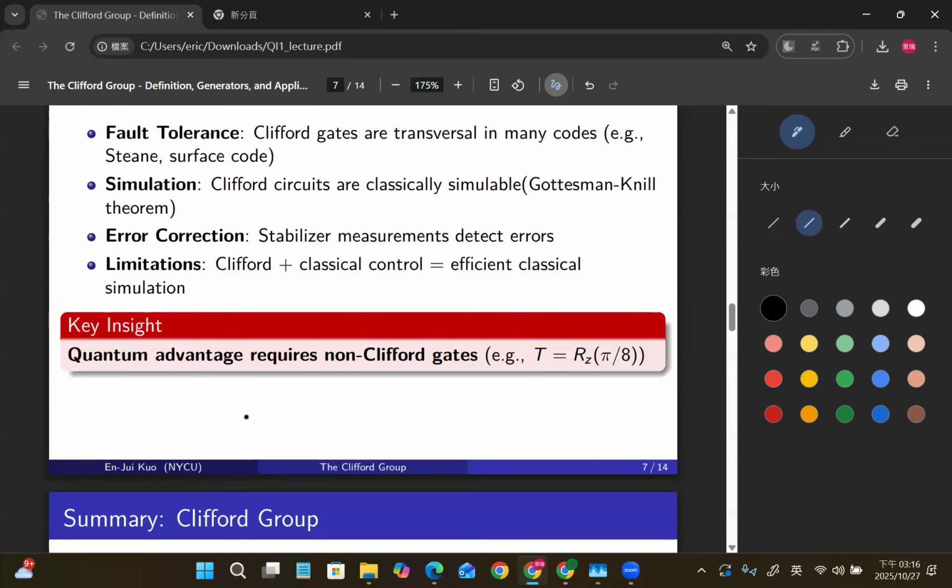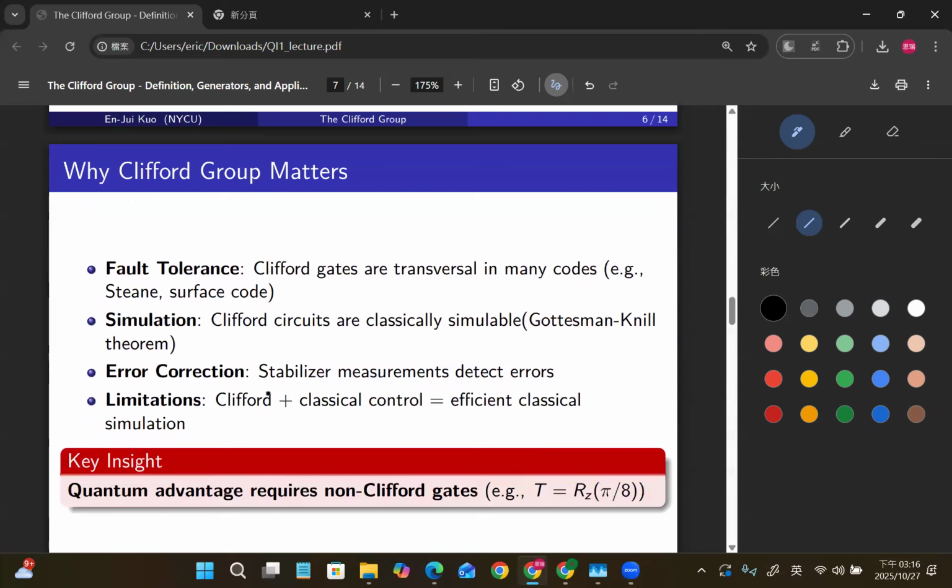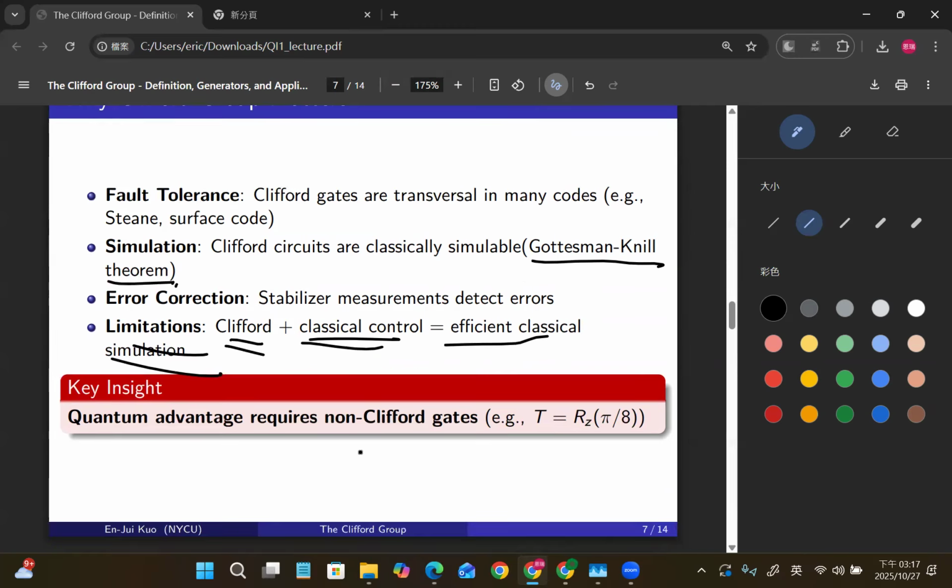Okay. So indeed, what we will show is that if you only have the Clifford group and some classical control, then there exists an efficient classical simulation. Simply speaking, Hadamard, CNOT, and S-gate do not form a universal gate set, do not form quantum universality. And this is the famous Gottesman-Knill theorem. So quantum advantage requires some non-Clifford gate, like pi/8.